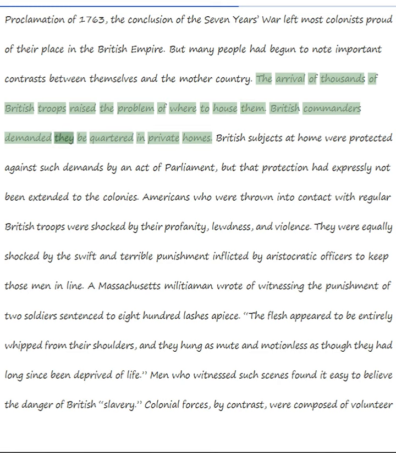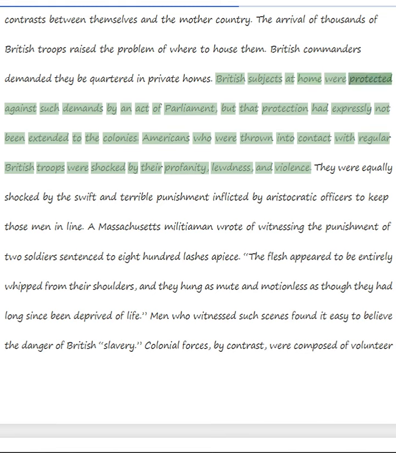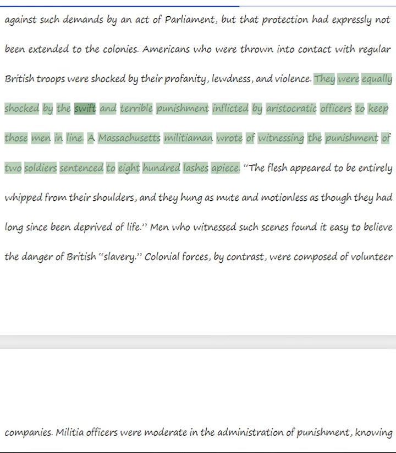British commanders demanded they be quartered in private homes. British subjects at home were protected against such demands by an Act of Parliament, but that protection had expressly not been extended to the colonies. Americans who were thrown into contact with regular British troops were shocked by their profanity, lewdness, and violence. They were equally shocked by the swift and terrible punishment inflicted by aristocratic officers to keep those men in line.